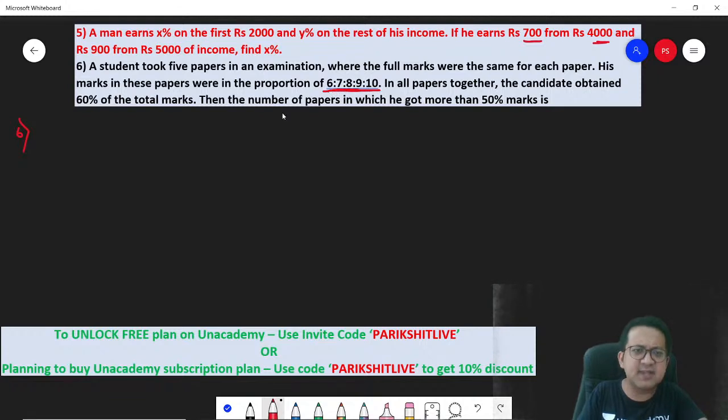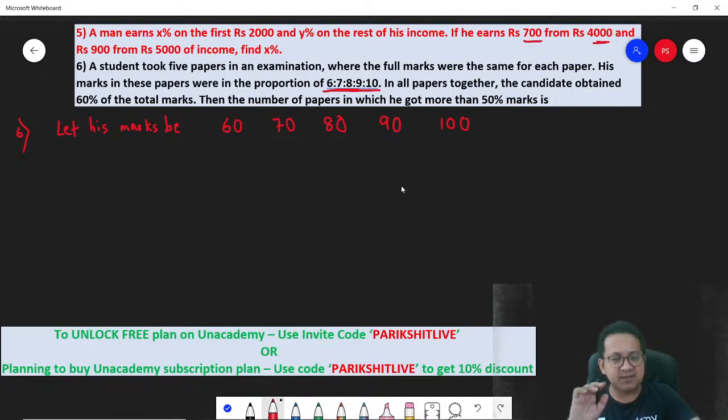So let the student's marks be, instead of 6, 7, I can take 60, 70, 80, 90 and 100. It will be easy to calculate. Multiplying everything by 10, the ratio remains the same. In all papers together, the candidate obtained 60% of the total marks.